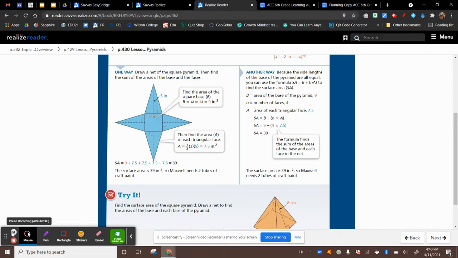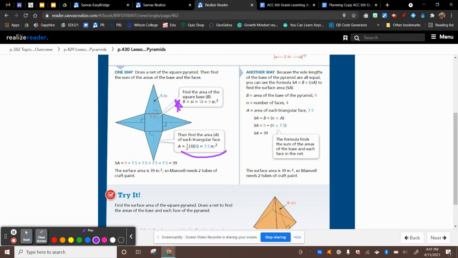So that's going to make it a little bit easier to solve. Okay, so it's going to show us 2 ways in this example, and the first way is to draw a net. So we were looking at nets to find surface area, and then it says find the sum of the areas of the base and the faces. The base we know is a square, so to find the area of a square, we take the sides and times them by itself. So sides squared is for the area of the base, which is 3. 3 squared is 9.